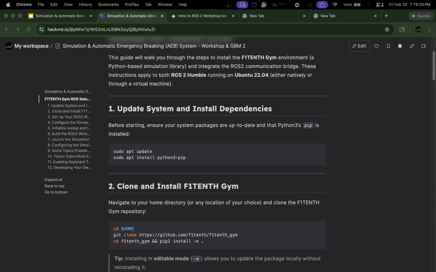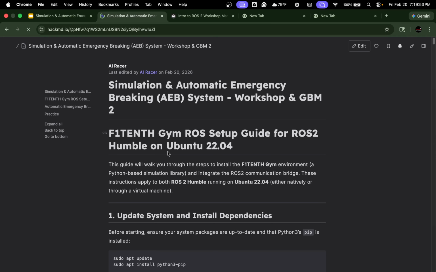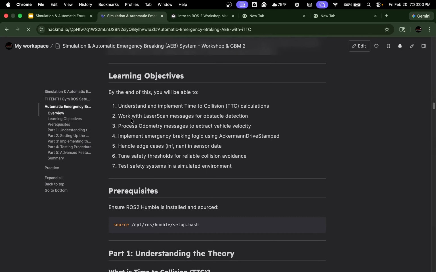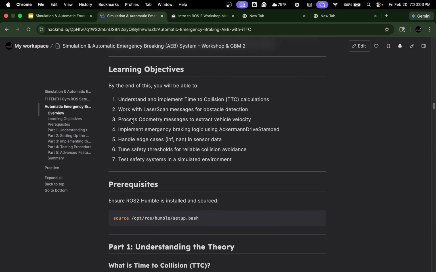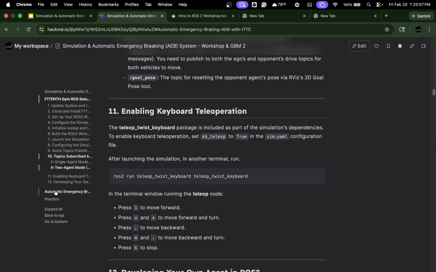Oh, and also, if you want to leave feedback, feel free to do so, so we can improve these workshops overall. If you go on the live canvas and refresh, you should see the parts about automatic emergency braking. This one is a bit lengthy, but there we go.